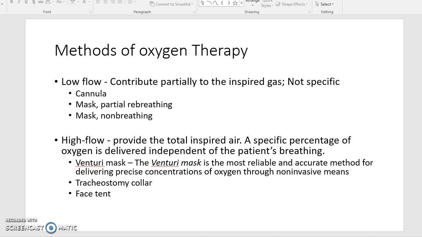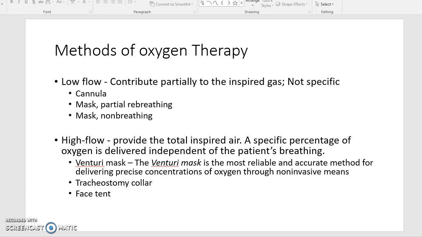So basically we have two types. We have low flow and we have high flow. Low flow contributes partially to the inspired gas. Okay, so what does that mean? That means, let's just say that the air the person is receiving, half is taken from the machine and half is taken from the environment. So the person is breathing room air and also air from the machine. Just simply put, it's half and half.